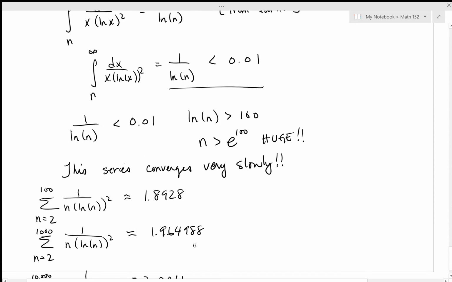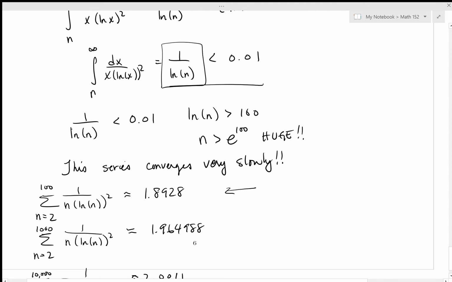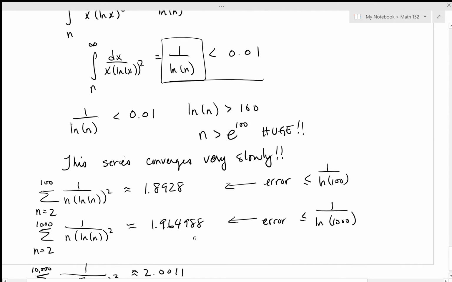Similarly here, we've made this calculation, and we know that the error is bounded above by this. So the error in this calculation is less than or equal to 1 over the log of 100, like that. Here we know that the error is less than or equal to 1 over the log of 1000. Okay, so you can compute what those numbers are, and you have a bound on the error.